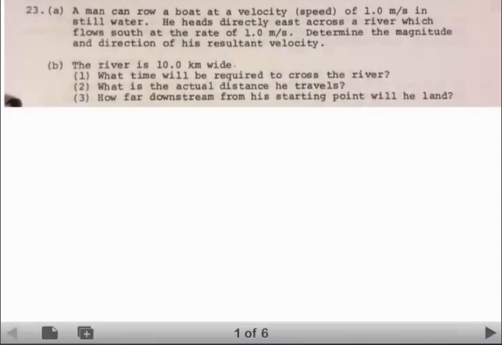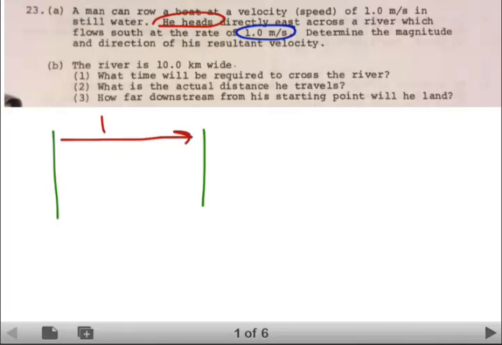So what are we doing here? We have a man rowing a boat with a speed of 1 meter per second in still water. He heads directly east across a river that flows south with a rate of 1 meter per second. So this time, we can think of our shores like this. We'll make him red, and we'll make the water blue. That makes sense, I think. So he heads directly east across at 1 meter per second. And then the water is going to flow south and push him south at also 1 meter per second.